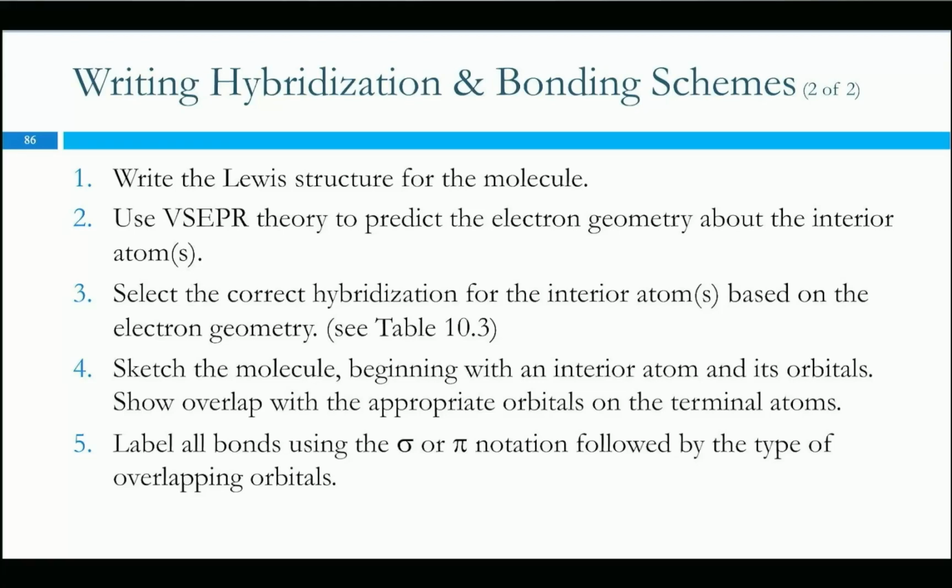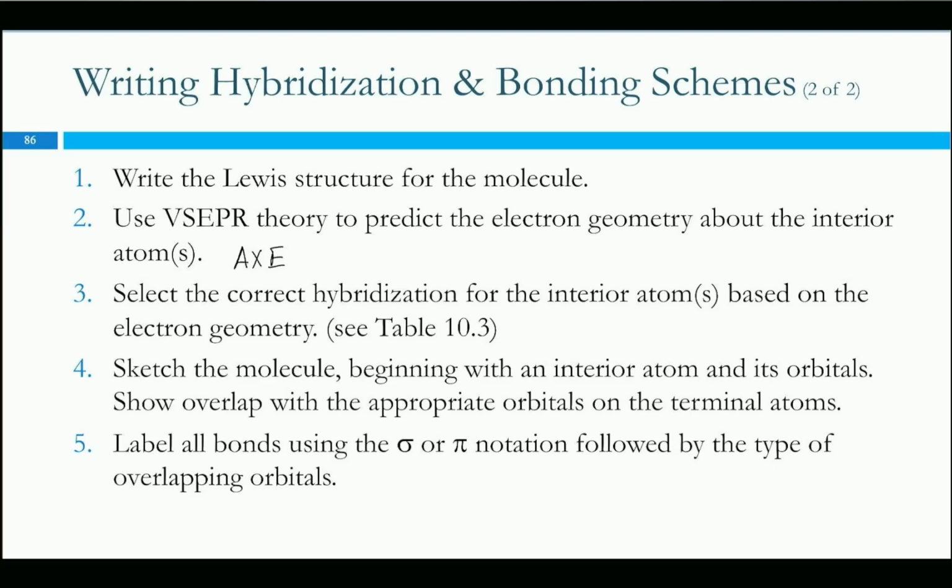Right, so we can write hybridization of bonding schemes based on Lewis structures, essentially, but then also using this idea of valence bond theory to supplement that Lewis structure and VSEPR theory. So basically, write the Lewis structure, which you need pretty much all the time, and then use VSEPR theory to predict the electron geometry. Again, you could use AXE notation. Match that up.